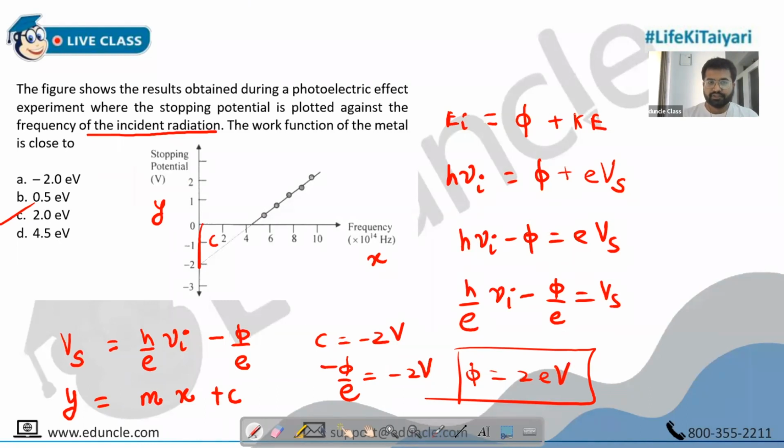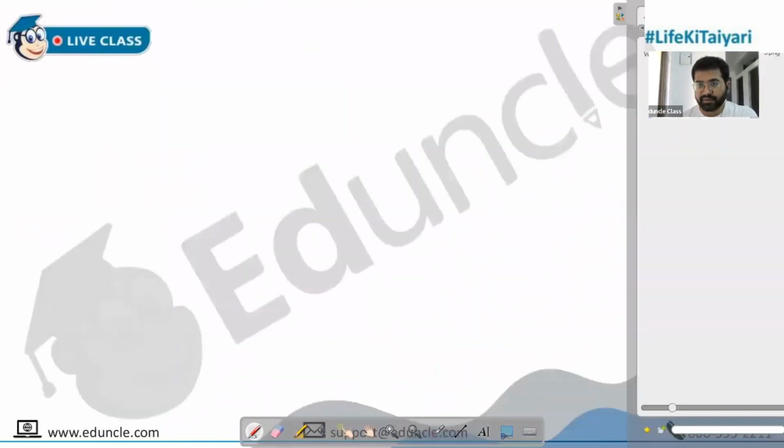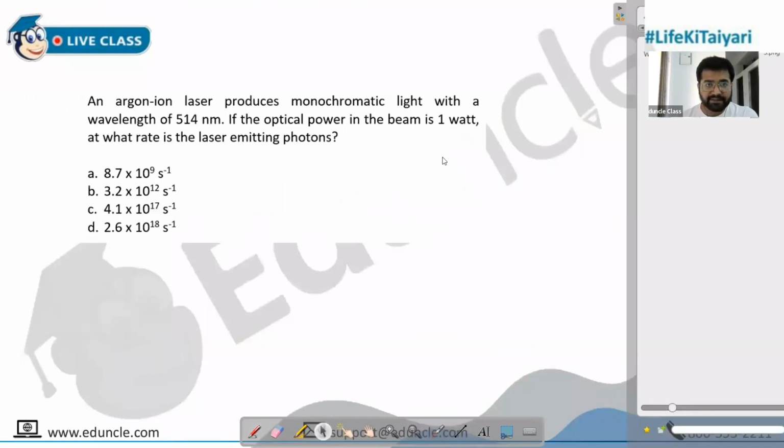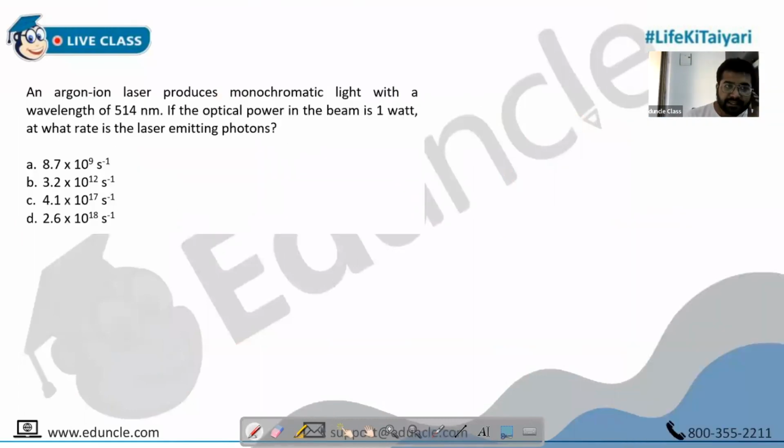Yes, sir. Chalo, let's proceed. Let me know if you have any questions. Next, let's take another question on this. They have given us an argon ion laser that produces monochromatic light with a wavelength of 514 nanometer. So they have given us wavelength, which is 514 nanometer.